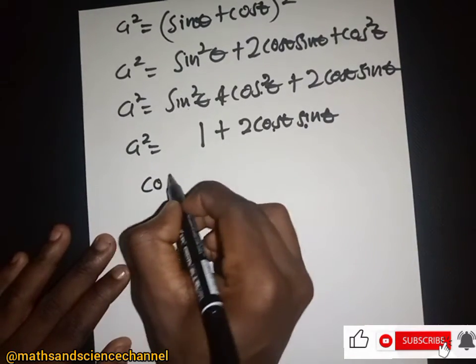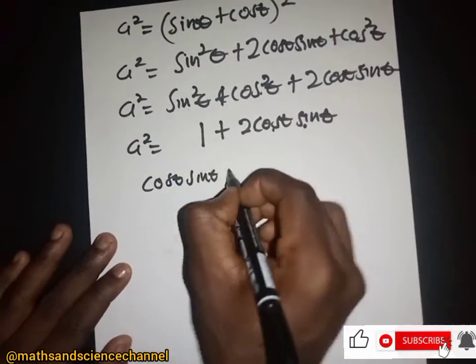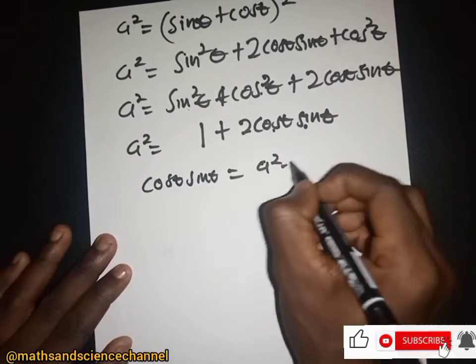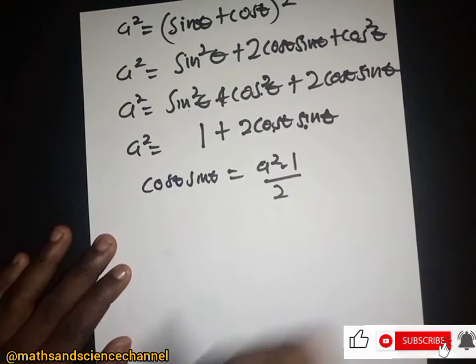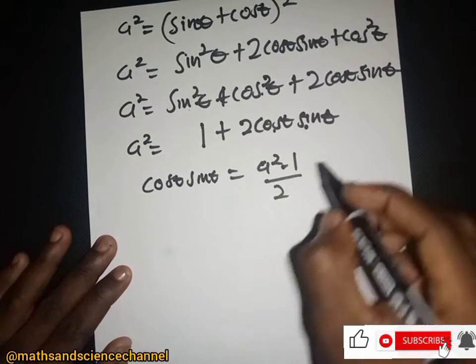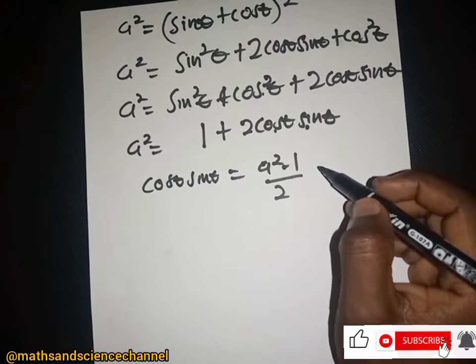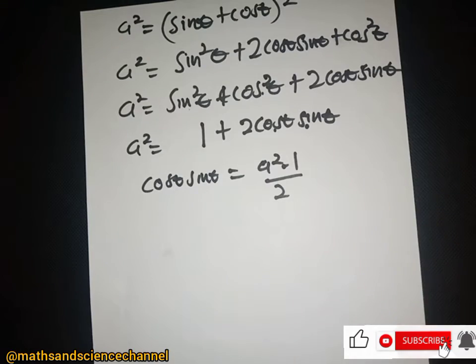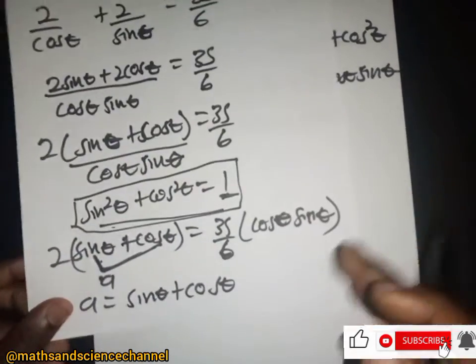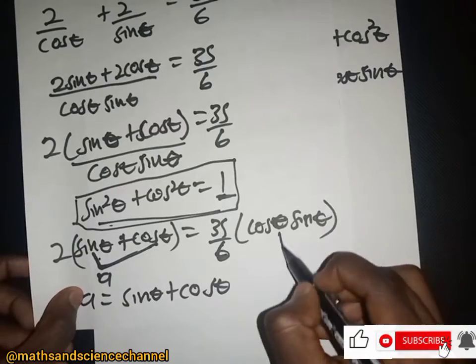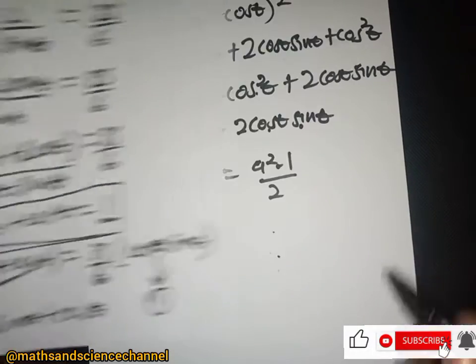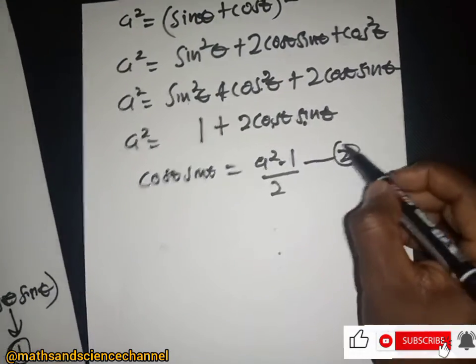So we have cos theta sin theta here will just be equal to a squared minus 1, divided by 2. Let's call this equation 2. Now remember we had this equation here, so let's call it equation 1, and let's call this equation 2, right?